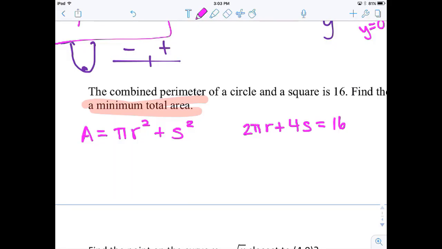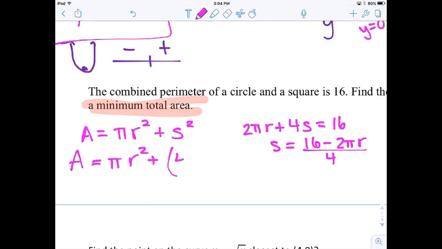Now we're going to isolate one of these variables. It doesn't matter which one you choose. I'm going to choose to solve for s, let's say. So that would be s equals 16 minus 2 pi r, all over 4. And so plugging that in, I'm getting pi r squared plus ((16 minus 2 pi r) over 4) squared, or pi r squared plus ((4 minus pi r) over 2) squared. So there's what I'm trying to optimize.